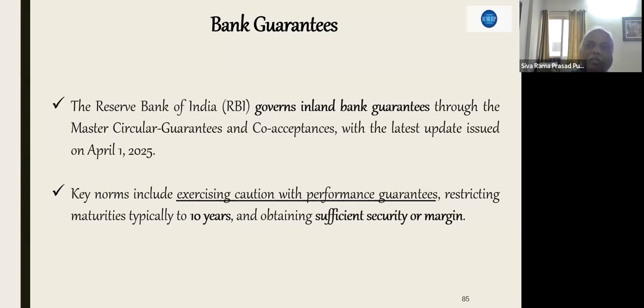Exercise caution in performance guarantees. The Reserve Bank of India told that whenever you are giving performance guarantees, you must be cautious: restricting maturity typically to 10 years and obtaining sufficient security or margin. Whenever the banks are giving a guarantee, you take a cash margin, and only then you give the guarantee. Even though it is simply a paper or stamped paper, your signature plays a vital role.